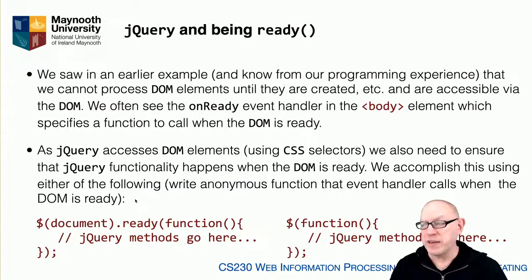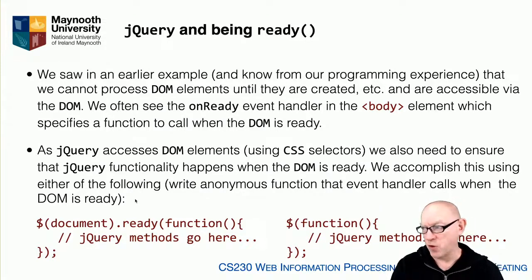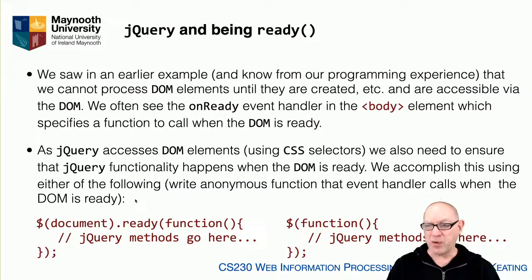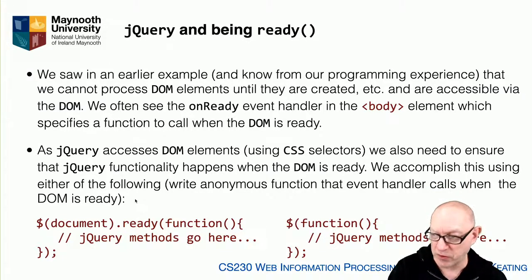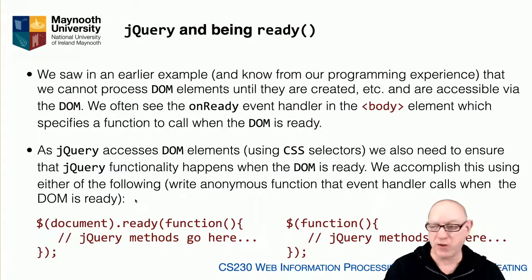jQuery and being ready. This is something about being ready. We saw an earlier example. We know from programming experience that we can't process the DOM elements until they're actually created and accessible via the DOM. So we see the onReady event handler of the body element, which specifies the function that you call when the DOM is ready. And you may have seen that if you try to copy some stuff from JS Fiddle, for example. But as jQuery accesses the DOM elements using CSS selectors, again, we have to be sure that the jQuery functionality happens when the DOM is ready.